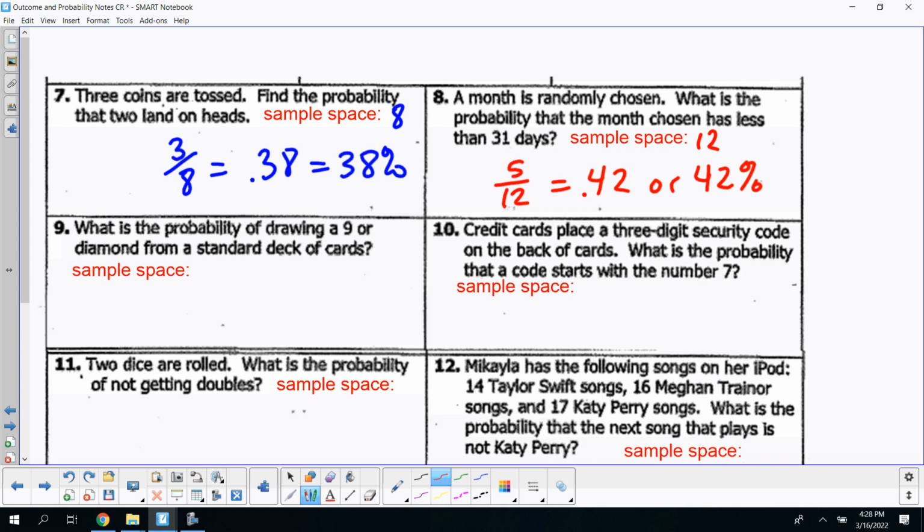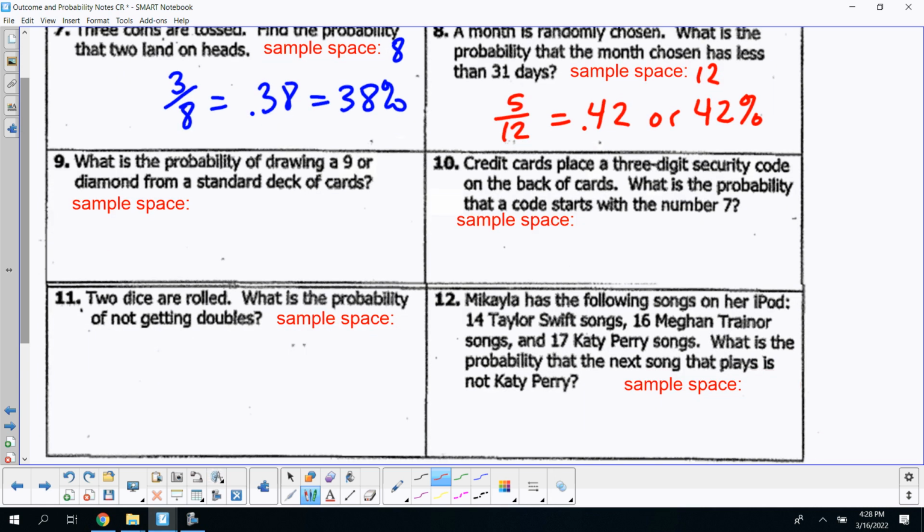Let's take a look at number 9. What is the probability of drawing a 9 or a diamond from a standard deck of cards? Well, our sample space for a standard deck of cards is going to be 52, because there are 52 cards in a deck. 13 of those are going to be diamonds, and then there's going to be 3 9s left over. So that gives us a total of 16 out of that 52, which will reduce to 4/13, which is a 31% probability or 31% chance of happening.